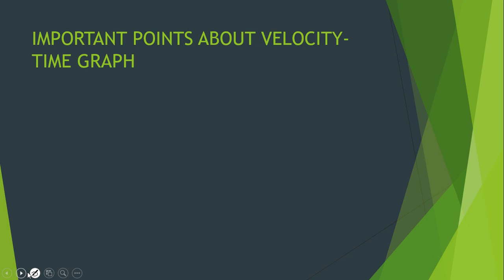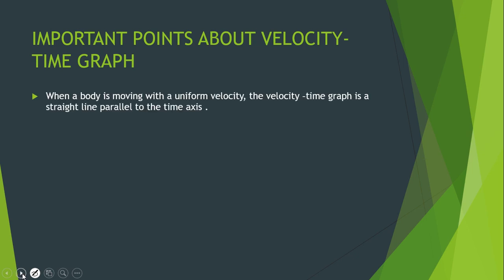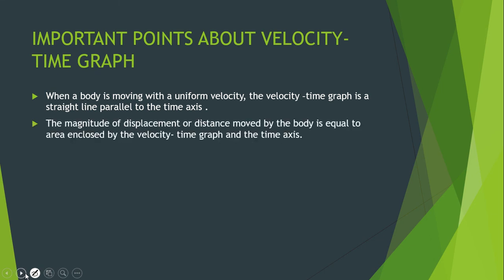Now some important points about velocity time graph. When a body is moving with a uniform velocity, the velocity time graph is a straight line parallel to the time axis. The magnitude of displacement or distance moved by the body is equal to the area enclosed by the velocity time graph and the time axis, as we were told just now.